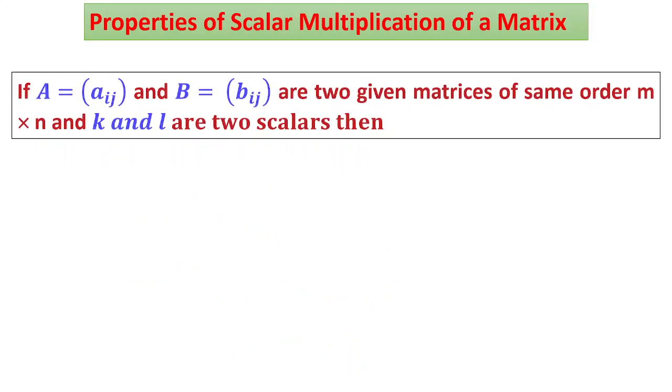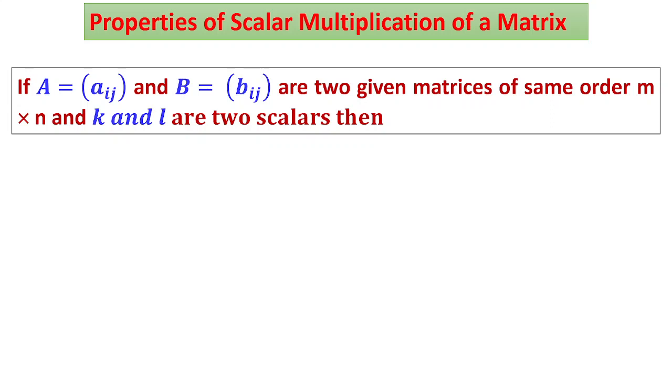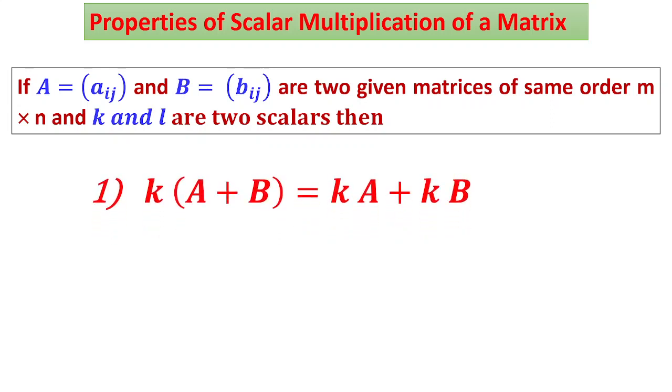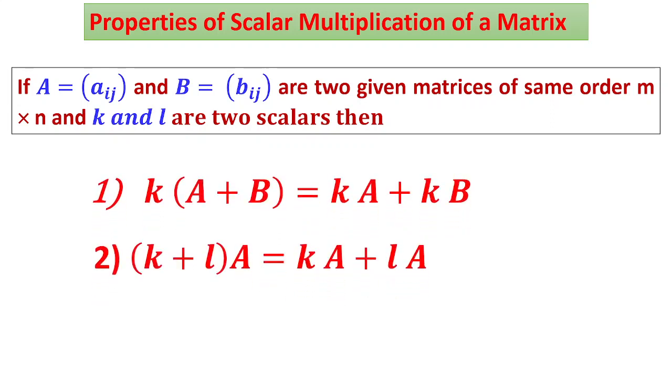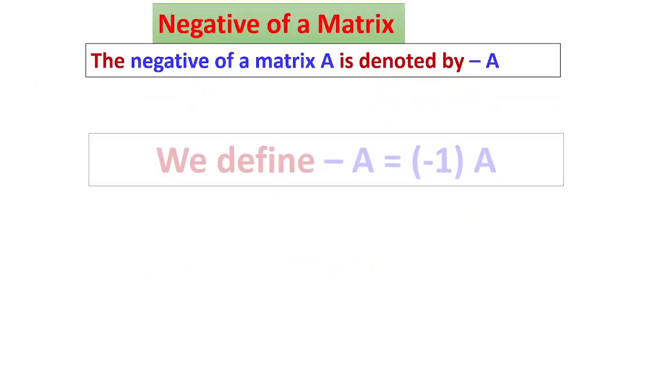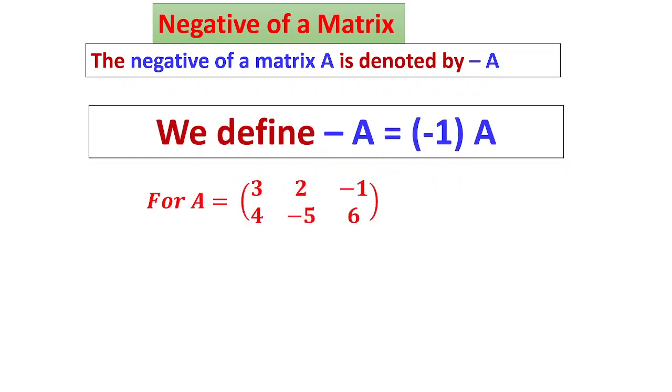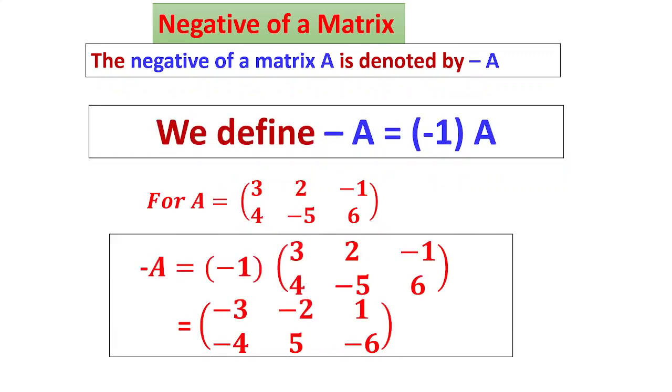Okay. Now, the properties of scalar multiplication: if there are two scalars K and L, then K into (A plus B) is KA plus KB, and (K plus L) into A is KA plus LA. Now the negative of a matrix is denoted by minus A and it is multiplied by minus 1. That's all. All the elements multiplied by minus 1 is called the negative of a matrix.